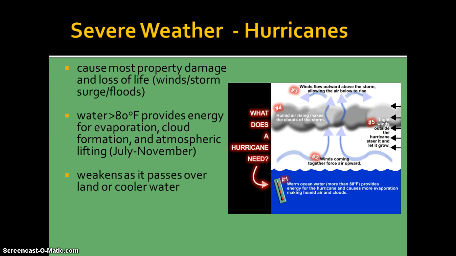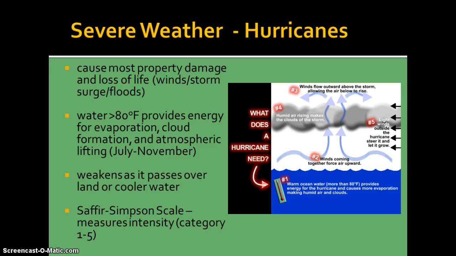And hurricanes are going to be at their strongest when they're over water. As they move north to higher latitudes, the water temperature cools down, and as they move over land, there's no more water to evaporate, and you've got the friction of the land that slows down the winds as well.